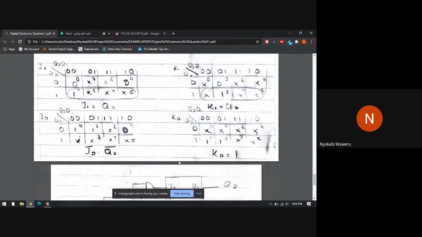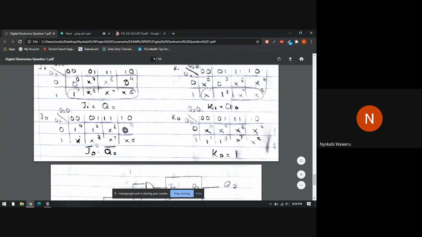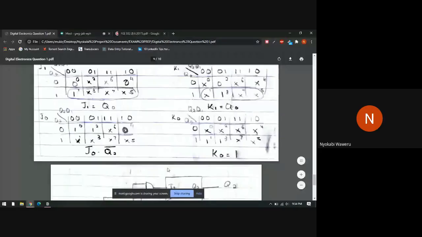And then we have J0. We had the 1 here. Sorry, we hadn't drawn this one, but we grouped these 4, and so we ended up with not Q2. And then we had K0. We had the ones here, and all the rest were don't care values, so we assumed all of them are 1. So K0 is 1. And then after that, we had the diagram.